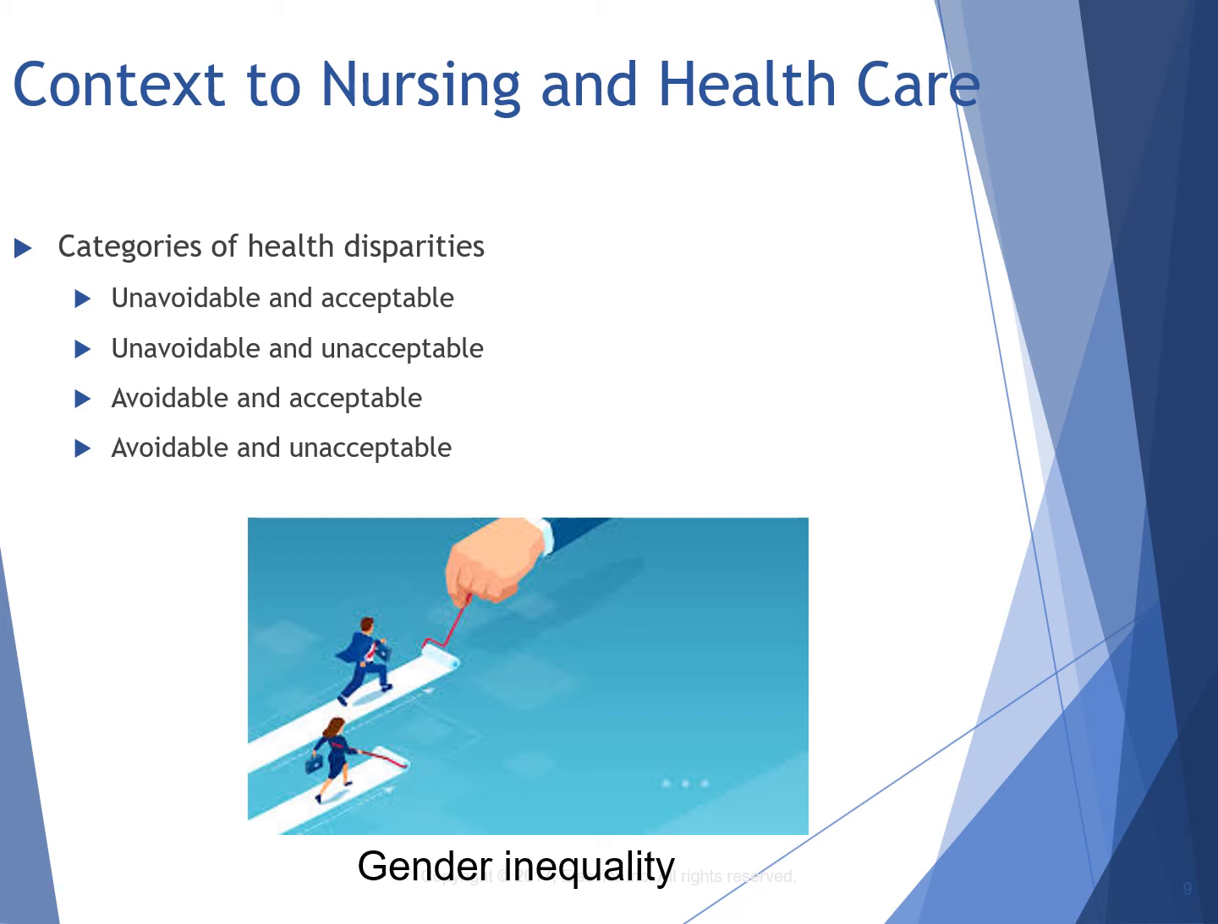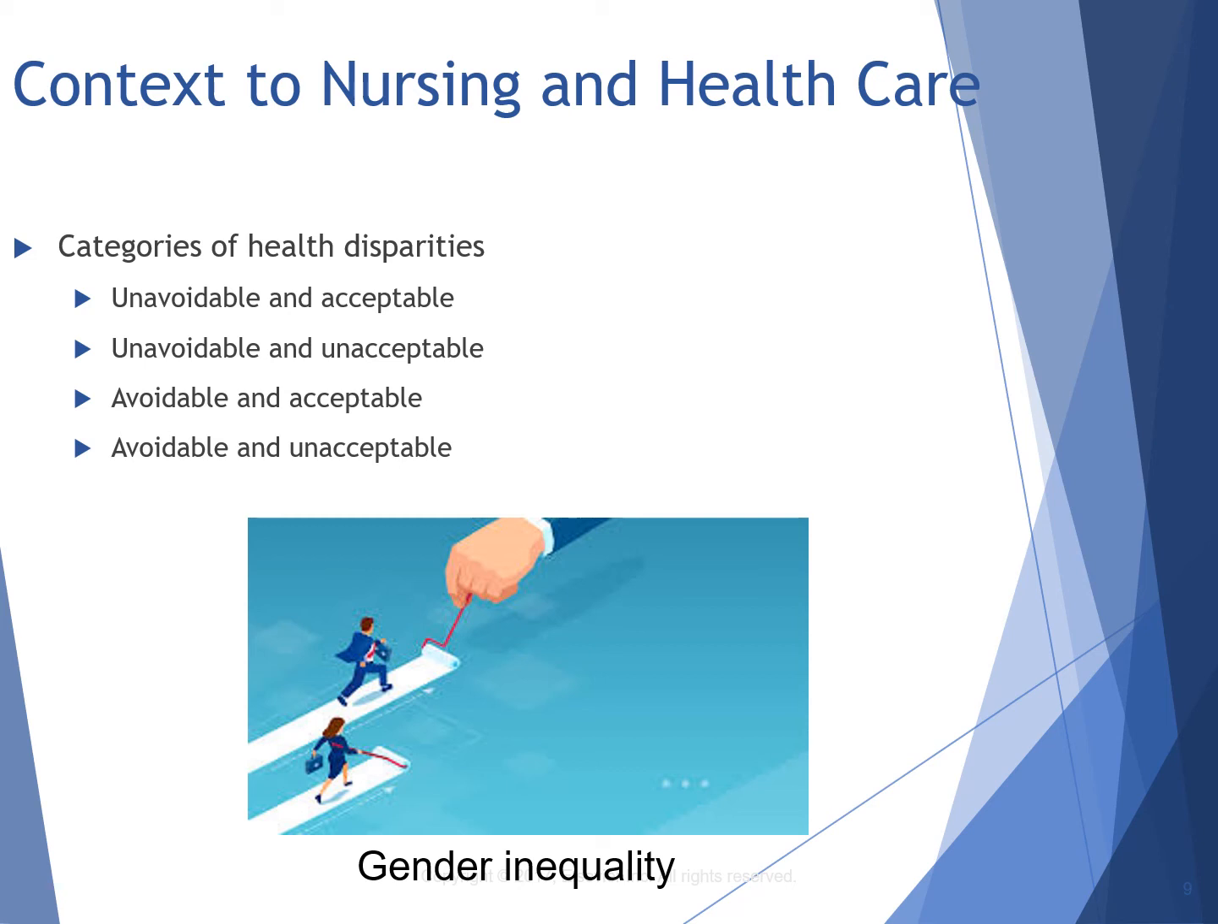So the health disparities that are unavoidable and acceptable should not be a concern for nurses. For example, in an emergency room, nurses could observe health disparities in emergency visits by age. In general, older people make more emergency visits compared with younger people. In this situation, age becomes a determinant of the disparity, and aging is unavoidable and acceptable.